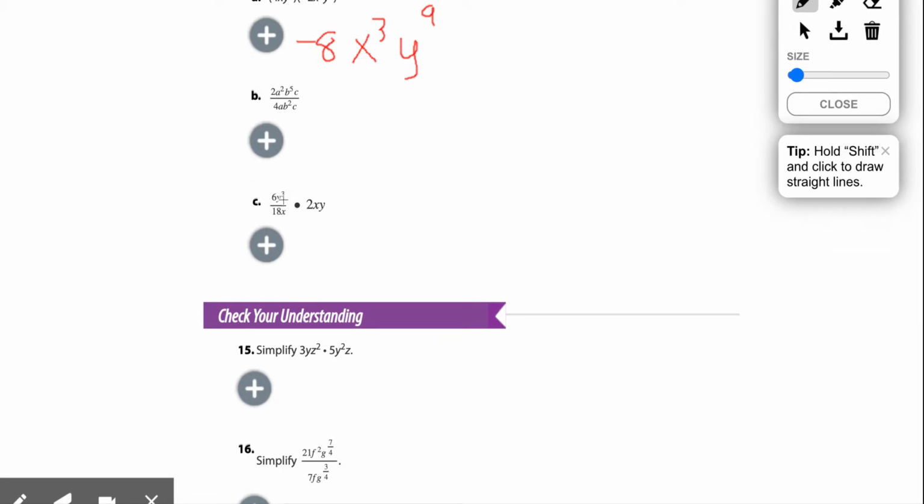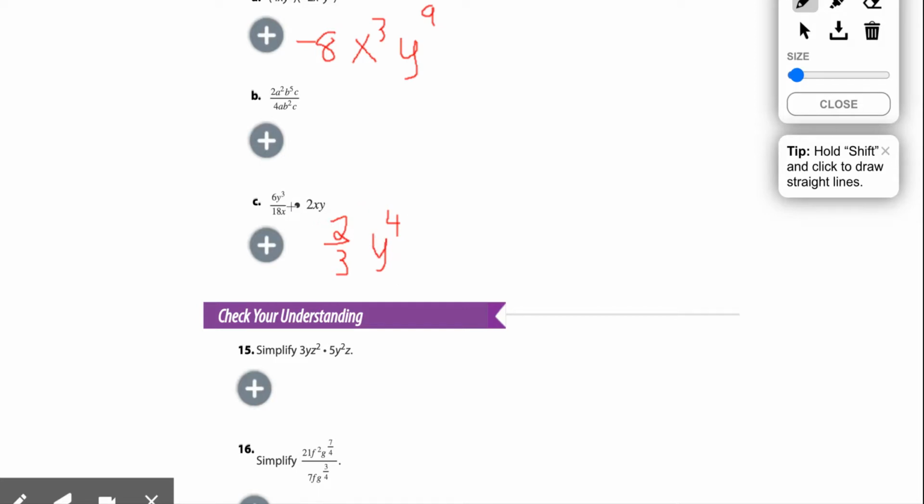We have 6y to the 3rd power divided by 18x times 2xy. Let's take care of all the numbers first. 6 over 18 is 1/3. 1/3 times 2 is 2/3. Okay, we did all of our coefficients, the numbers in front. We got rid of those first. Then let's do the next one. Y to the 3rd power times 1y here. So that's really y to the 4th power. I'm sorry.